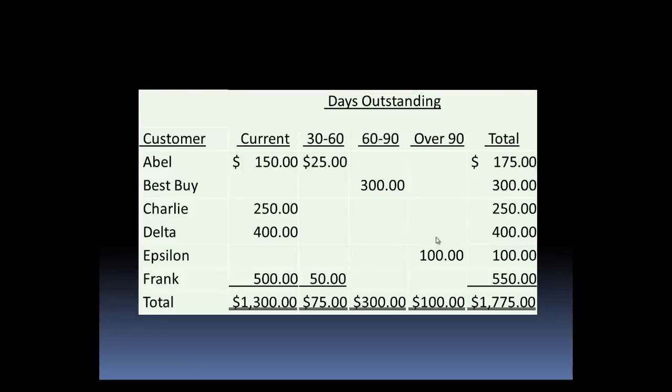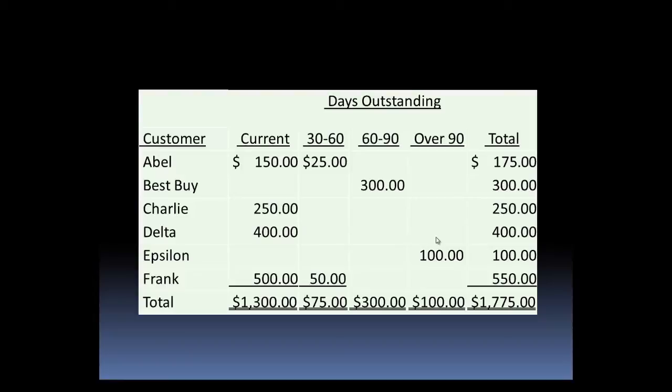So company Able had $150 due that's currently collectible, and they had $25 that was past due for 30 to 60 days. Best Buy has $300 that are past due in the 60 to 90 day column. Charlie and Delta are current on their receivables, and Epsilon has an account that's over 90 days past due. When an account gets out that far, there's something wrong. Either the invoice that was sent to the customer was incorrect, or the customer is lagging for not paying it for some reason or another.